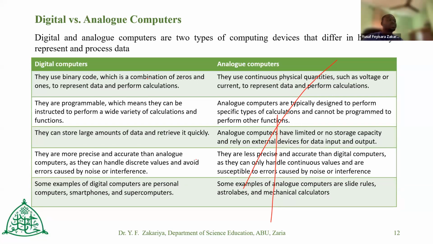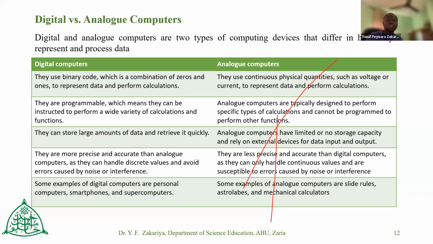So digital computers use binary code, which is 0s and 1s, while analog computers use continuous scales. Again, a digital computer is programmable. You can let it work under pre-recorded instructions, while for analog, it is not done that way. Digital computers can store large amounts of data and you can retrieve it fast, while analog has limited capacity and is slow in processing speed. Digital computers are more precise and accurate.